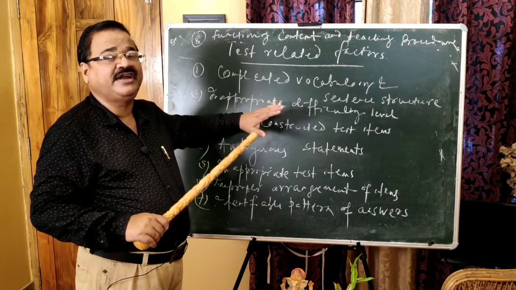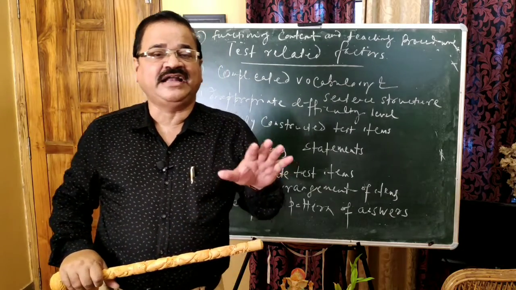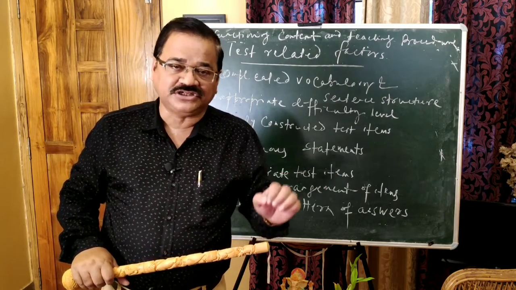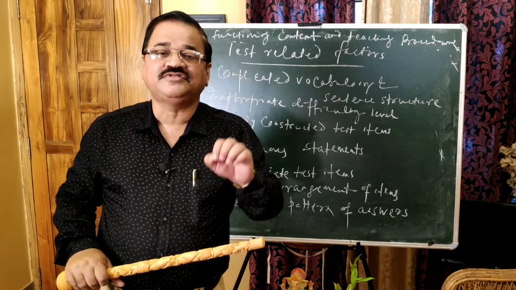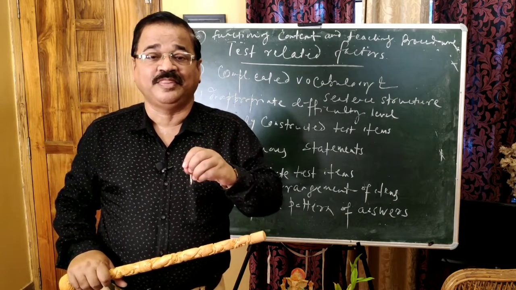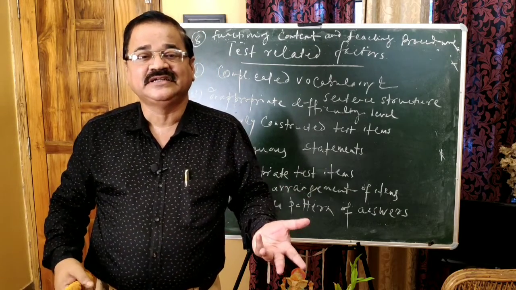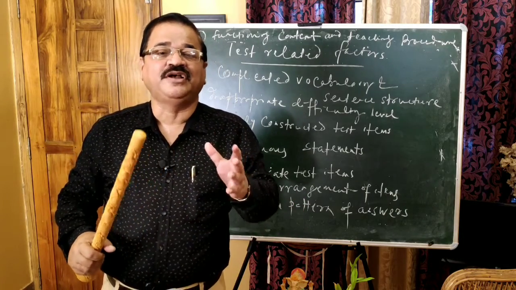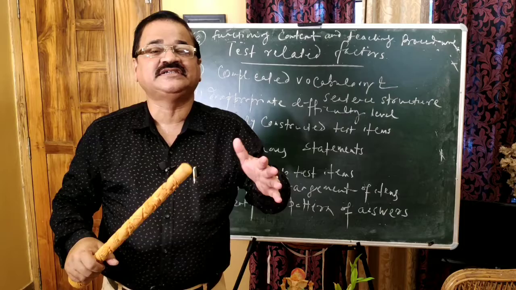Because in norm reference testing, we have two types of evaluation. Under types of evaluation, you might have studied criterion reference evaluation and norm reference evaluation. In norm reference evaluation, we want to know the relative standing of students in a particular group. That is why, if the questions are very easy, you cannot discriminate. If the questions are very difficult, you cannot discriminate. So, questions must be of moderate difficulty value so that the majority of the students can answer that question.